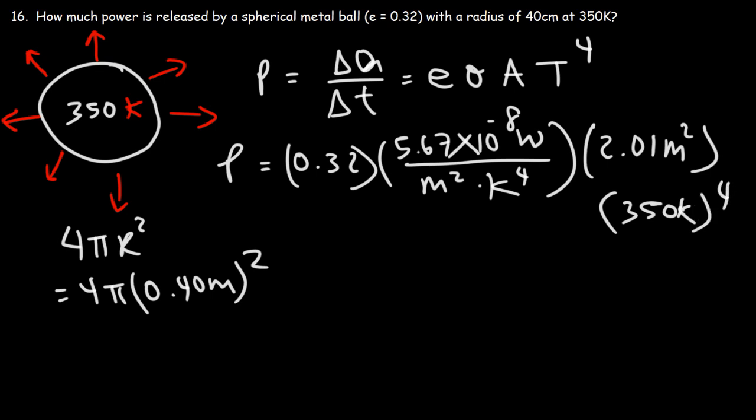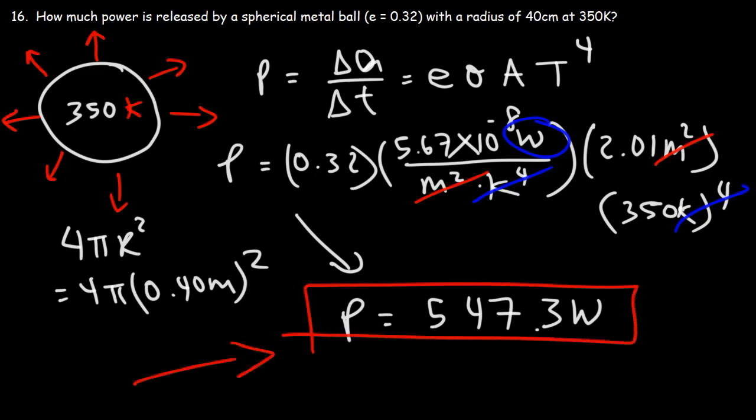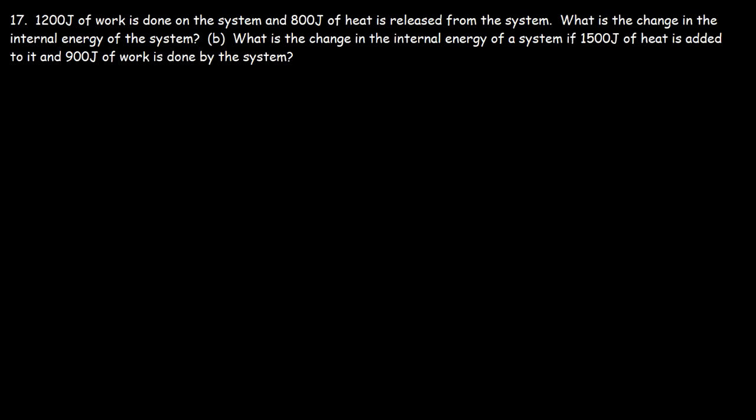So now let's pay attention to the units. The unit square meters will cancel, and the units Kelvin to the fourth power will cancel, giving us the power in watts. So it's going to be 0.32 times 5.67 times 10 to the minus 8 times 2.01 times 350 raised to the fourth power. And you should get 547.3 watts, or 547.3 joules per second. So that's the answer.